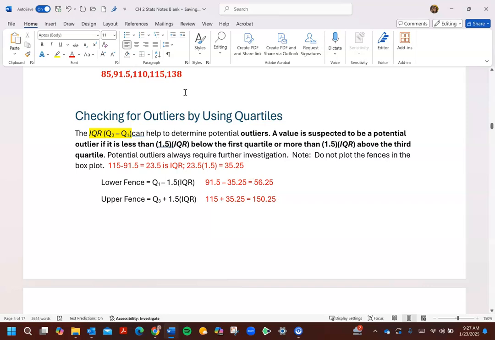Then we're going to look back at our data here. If we have anything lower than 56.25 or above 150.25, then that's considered an outlier. So the values we have here for minimum and maximum are within the fences, so we do not have any outliers. And again, we don't draw any fences on box plots. However, we would put in outliers if we had them. So when we have those, I'll show you that in another video.